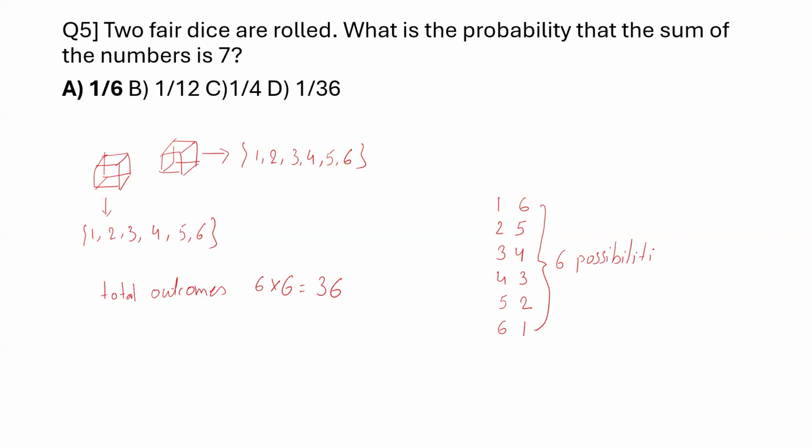So you just have to count all the possibilities. So the probability of sum equal to 7 is 6 upon 36. If you cancel, you will have 1 upon 6. Again, correct option is A. Is that fine?